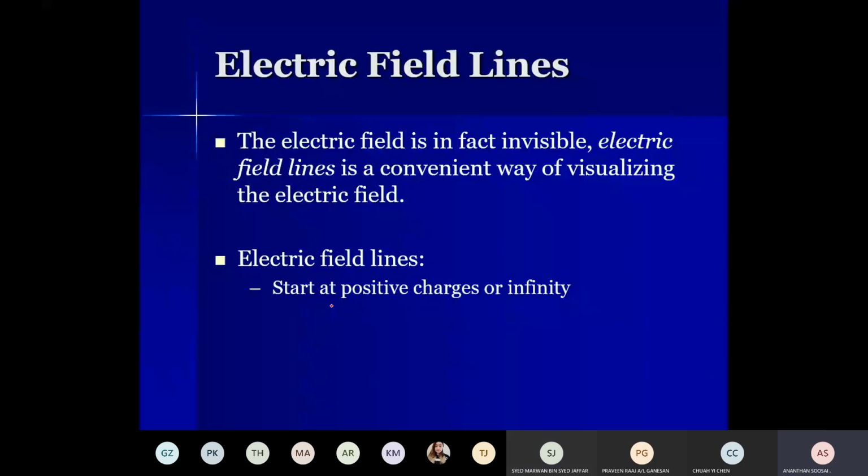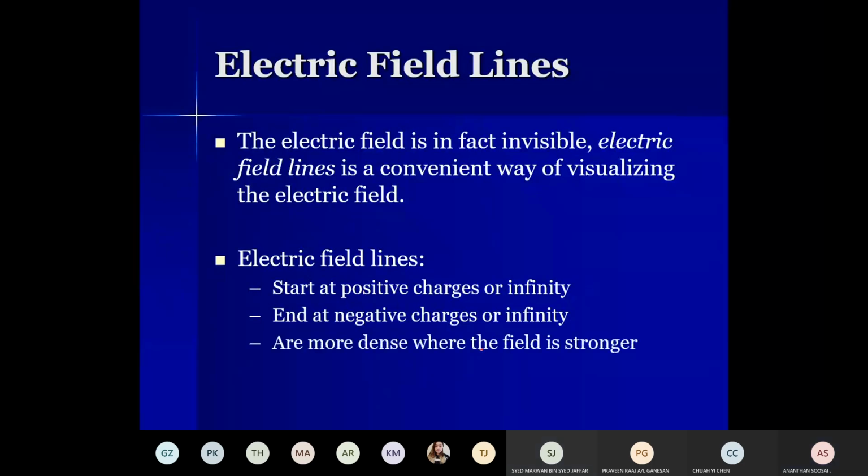The electric field line starts at a positive charge and ends at a negative charge. This is the rule we fixed. If the electric field lines are more dense, the field is assumed to be stronger. If the separation of the field lines is quite close, then we say it's stronger. The electric field lines cannot cross each other.